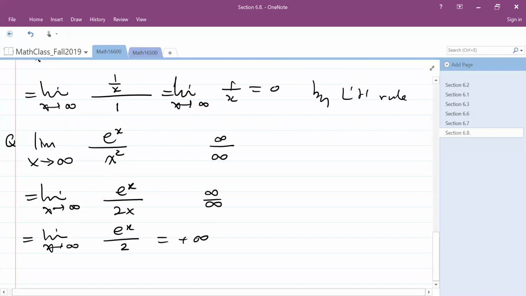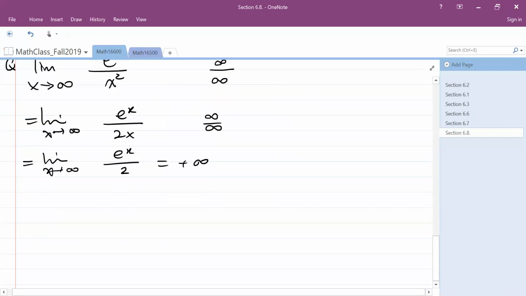Let's get some exercise from the book. Now, sometimes it's not in quotient form. Okay, it's not in the quotient form, but you still should try this. For example, as x approaches 0, x times sine 1 over x.